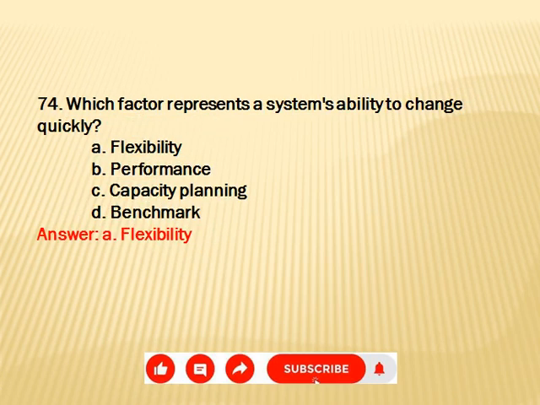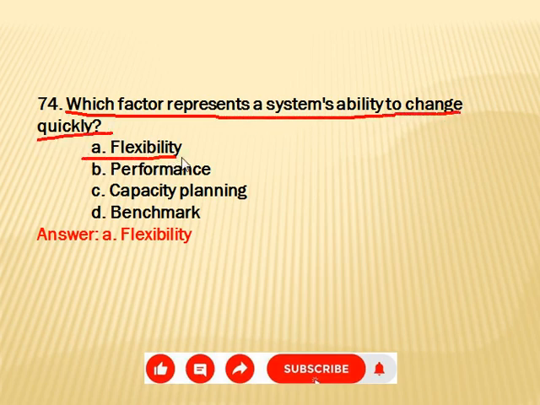Next question, which factor represents a system's ability to change quickly? Given options are A. Flexibility, B. Performance, C. Capacity planning, D. Benchmark. The correct answer is option A. Flexibility.